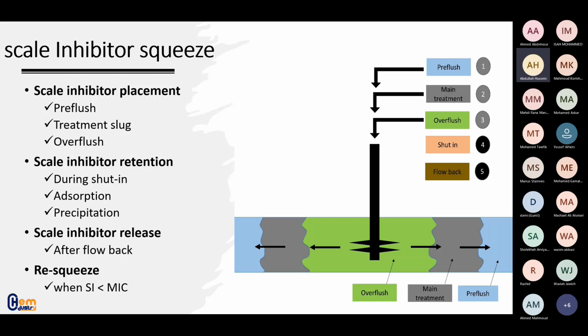So what you do is you place your scale inhibitor. You do a pre-flush to just condition your reservoir formation, and then you inject your main treatment chemical. After this you overflush with some chemicals to make sure they are in the right location. After a while you shut down your system, you let them retain either by precipitation or by adsorption, and then you restart your system and let the scale inhibitor do the magic after that.